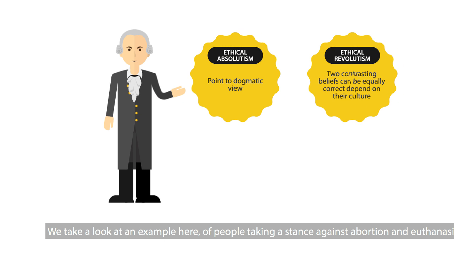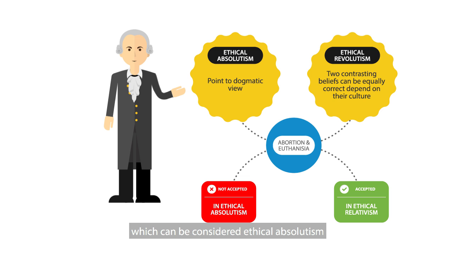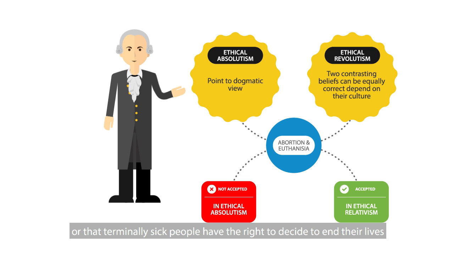We take a look at an example here of people taking a stance against abortion and euthanasia, which can be considered ethical absolutism, given the Judeo-Christian belief that life is a sacred gift from God, and therefore these are wrong acts to do. However, ethical relativism believes that abortion is justified in case of rape or danger to the life of the mother, or that terminally sick people have the right to decide to end their lives.